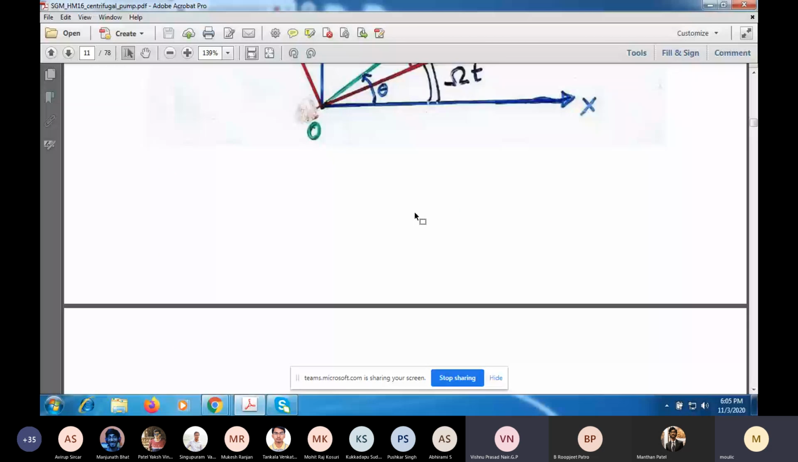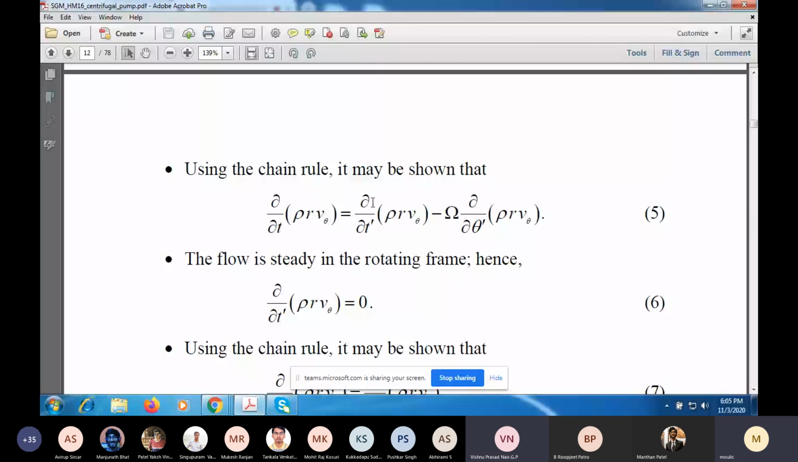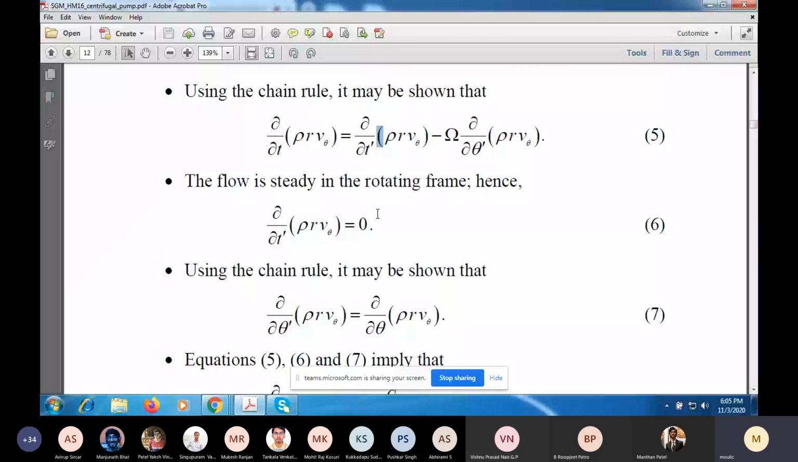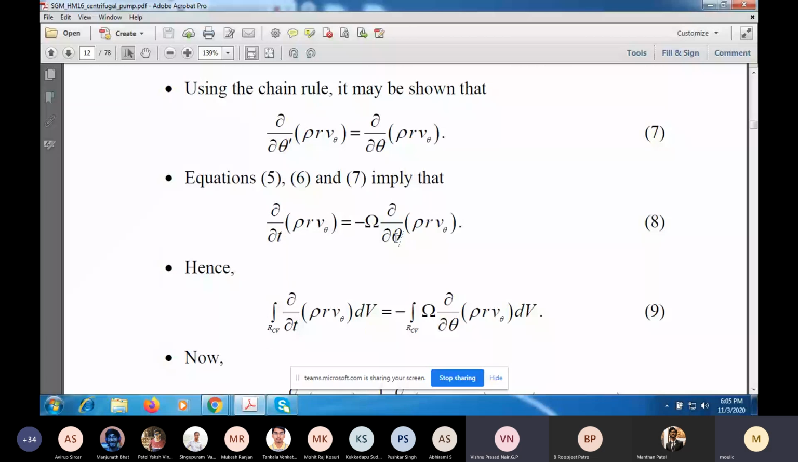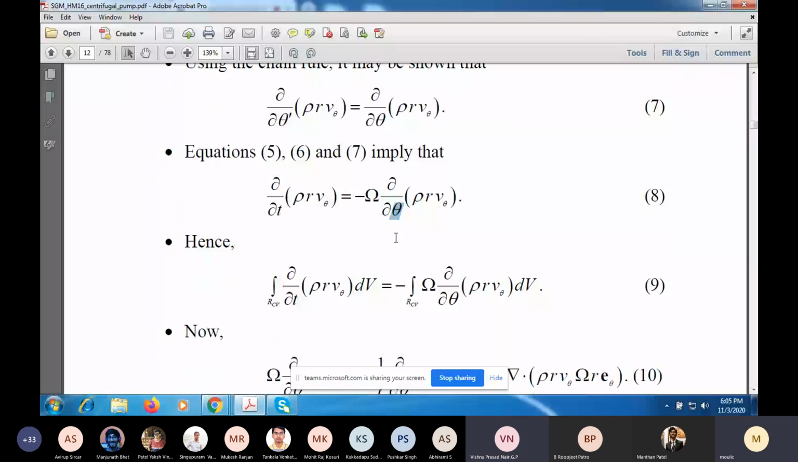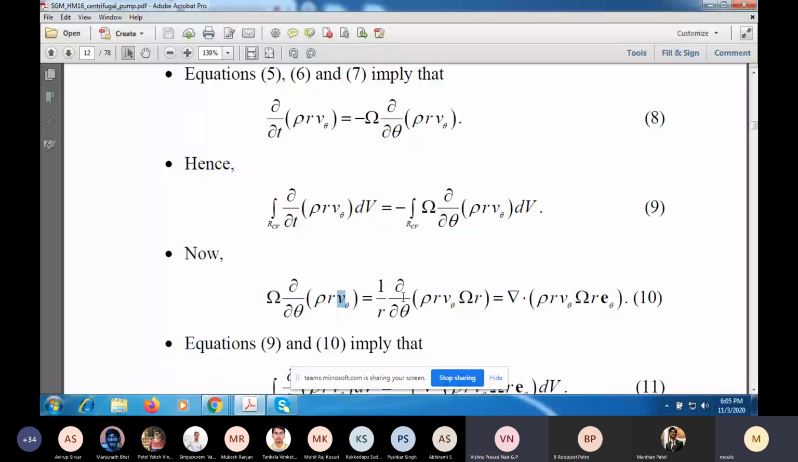See, del t we wrote as del t prime minus omega del theta using the chain rule. And del t prime is 0 because the flow is steady in the rotating frame. So you have del t is minus omega del theta. And this quantity here I wrote as the divergence of this vector field.